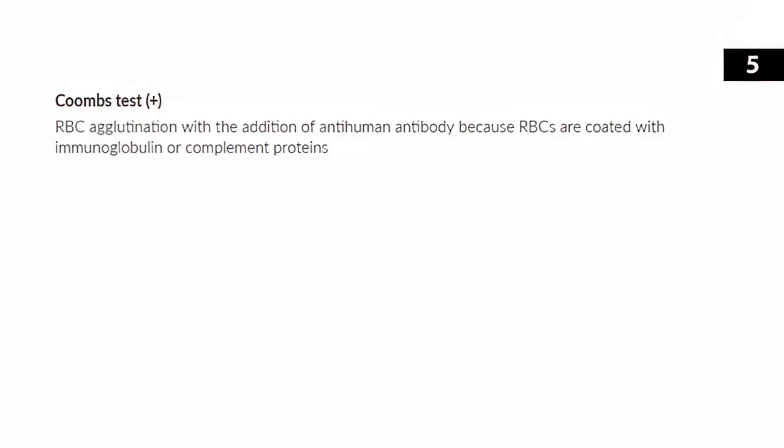Autoimmune hemolytic anemias will usually have a positive Coombs test. So what's a Coombs test? A positive Coombs test is when there's red cell agglutination that occurs when you add anti-human antibody, because the red cells are coated with either immunoglobulin or complement protein. So basically, the Coombs test is a test looking for antibodies to red blood cells.